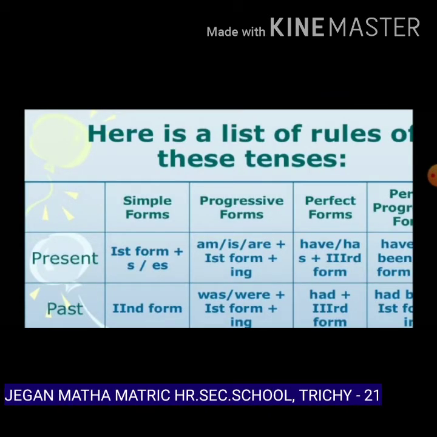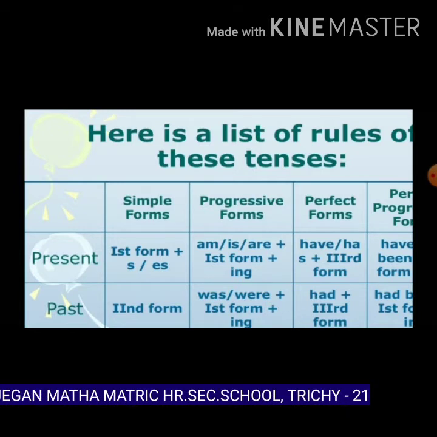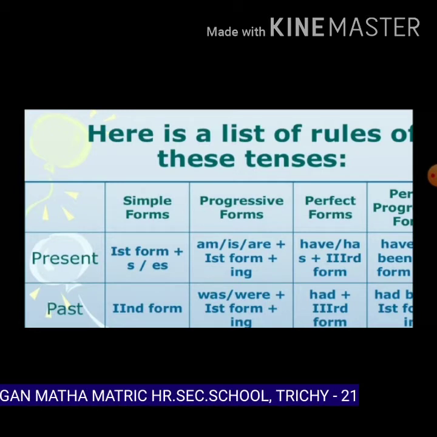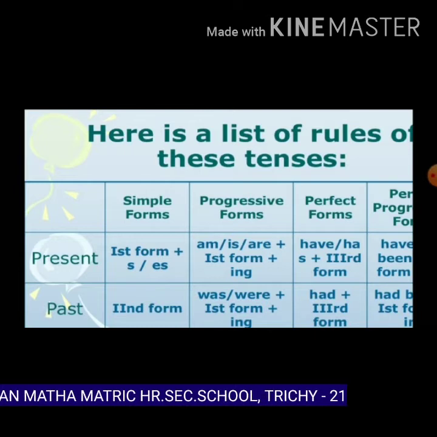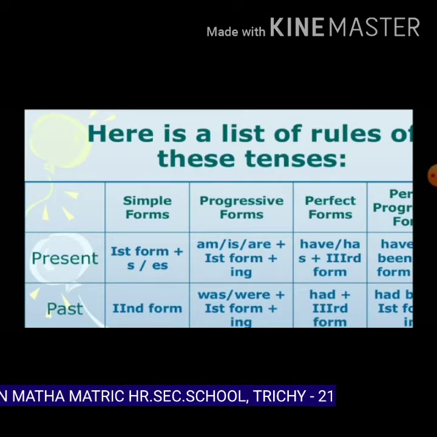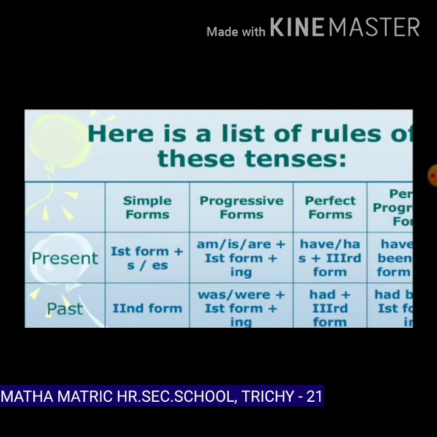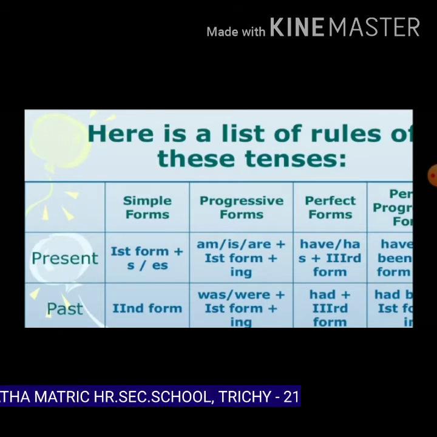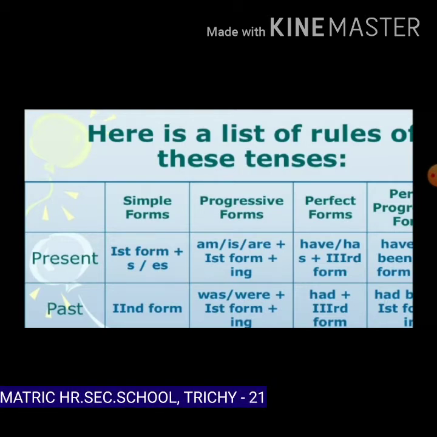Here is a list of rules of these tenses: present and past, simple forms, progressive forms, perfect forms. Present form: first form plus s or es; am, is, or are plus first form plus ing. So continuous, progressive. Perfect: have or has. Present perfect, have or has. Otherwise past perfect, only subject had plus verb ing. Okay, I had been learning, I had been listening to the class, I have been listening to the class, for examples.